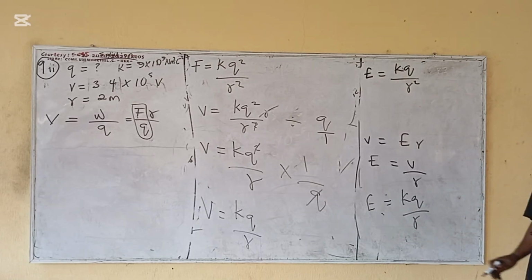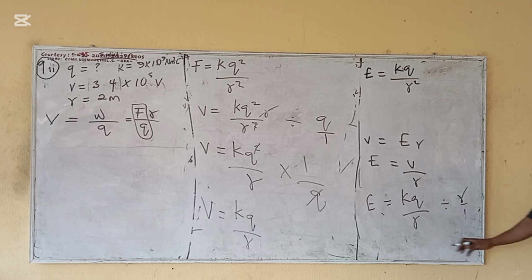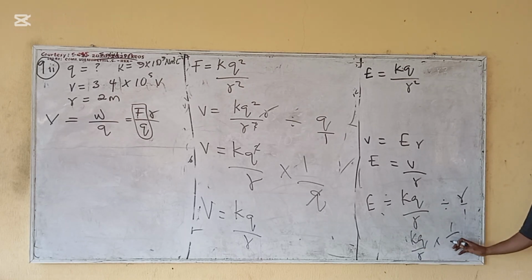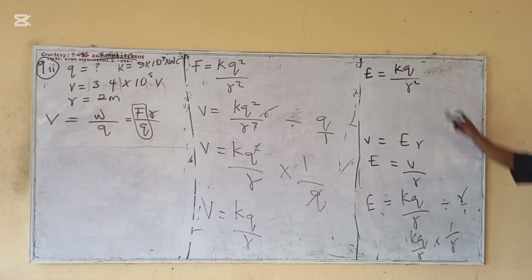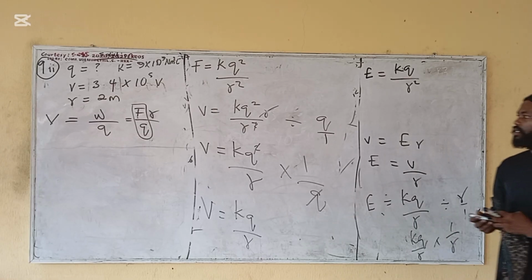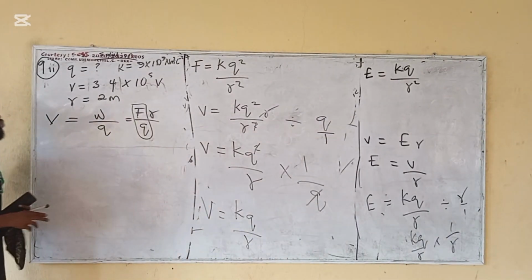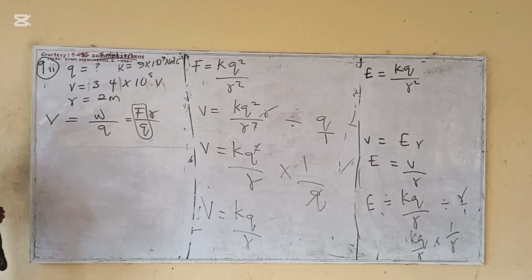KQ over R. Is it not possible? So divided by R over 1. So that's KQ over R times 1 over R. Shall we? Yes. So now you get KQ over R squared. Very important to note: these are different relationships, different ways to connect it.